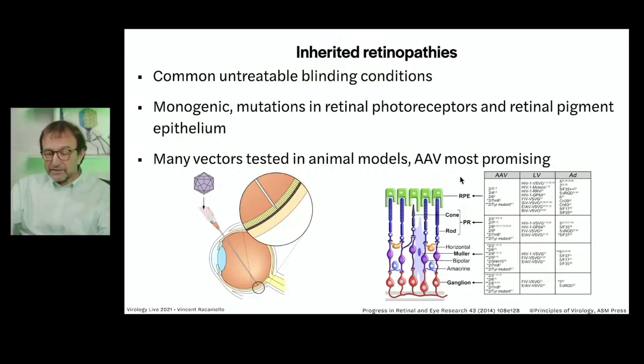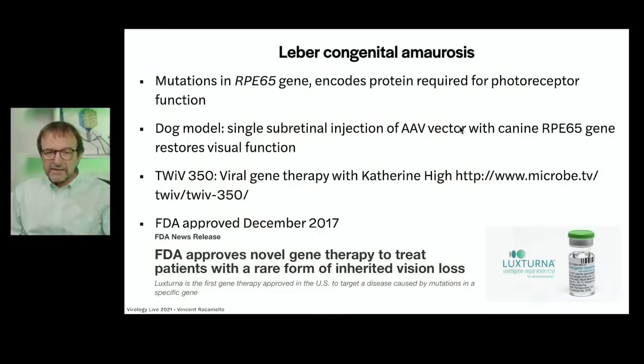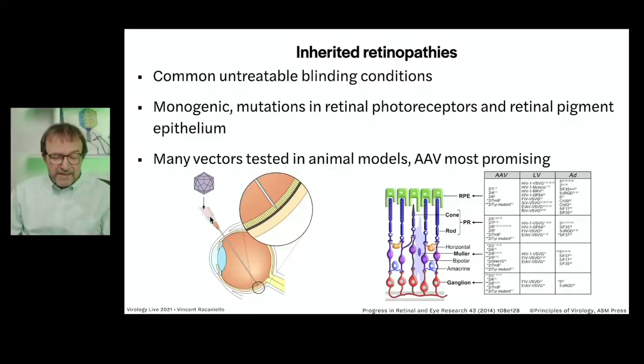One of these diseases is called Leber congenital amaurosis. It has a mutation in the RPE65 gene in the retinal pigment epithelium. It encodes a protein needed for photoreceptor function. In dogs, a single subretinal injection of the vector with the canine wild-type gene restores seeing in the dog. So you actually put a needle containing the vector into the eyeball, and you inject the virus into the retinal pigment epithelium. That's how the delivery works.